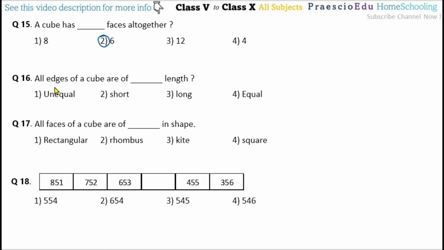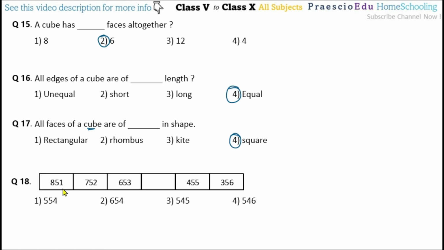Then question number 16, all edges of a cube are of equal length. So option number 4 is the correct one. Then question number 17, all the faces of a cube are square in shape because that is a cube. Okay, so option number 4 here is also the correct one.